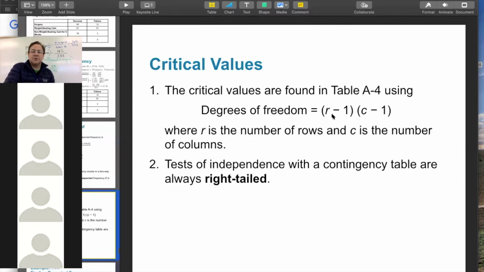So I mentioned before that lowercase r is the number of rows, lowercase c is the number of columns. In our example, the number of rows is 4, so 4 minus 1 is 3. And the number of columns is 2, and 2 minus 1 is 1. 3 times 1 is 3, so there's going to be 3 degrees of freedom. And tests of independence will always be right-tailed.